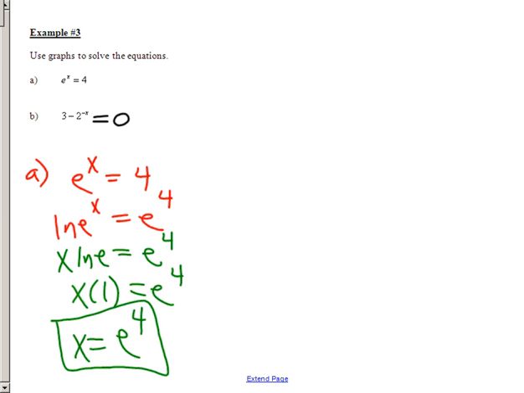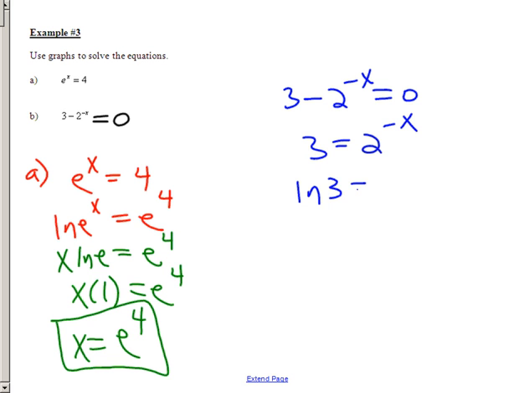For b, add it to the other side. To solve for x, take the natural log of both sides. It's really the problem we just looked at.